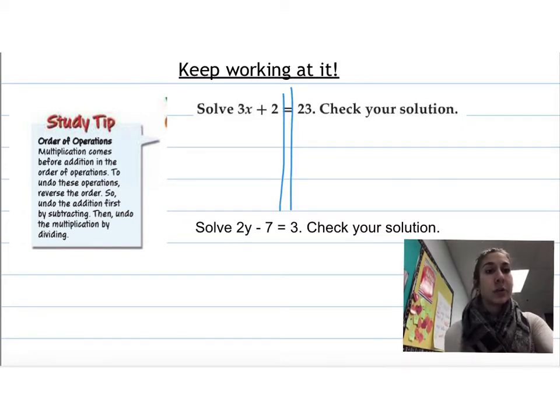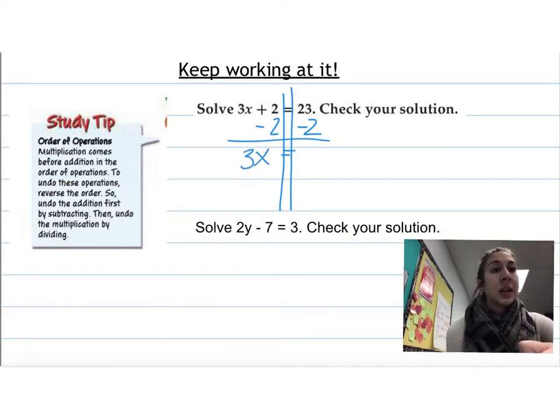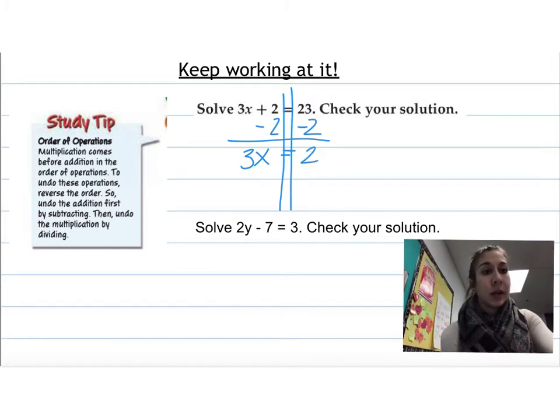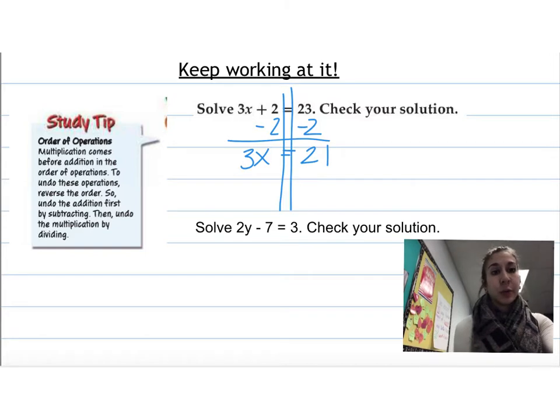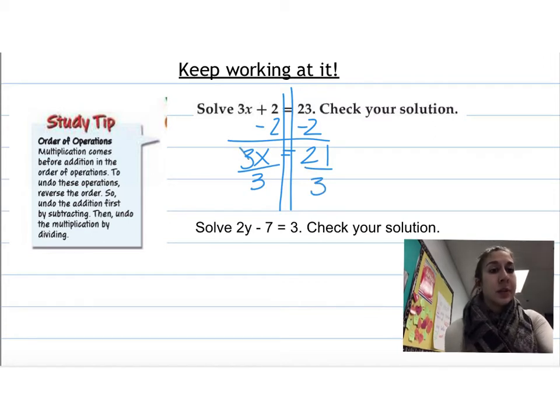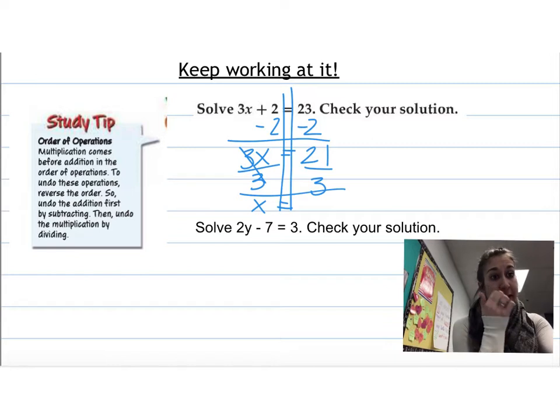And I have to isolate the variable, get x all by itself. So the first thing I need to do is get rid of that plus 2 by doing the inverse. So I'm going to subtract 2 from both sides. I am left with just 3x on this side. Now 23 minus 2 is 21. To get rid of that 3 times the variable, we're going to do the inverse of multiplication, which is division. So I'm going to divide both sides by 3. These would cancel, and I'm left with x equals 21 divided by 3 is 7.